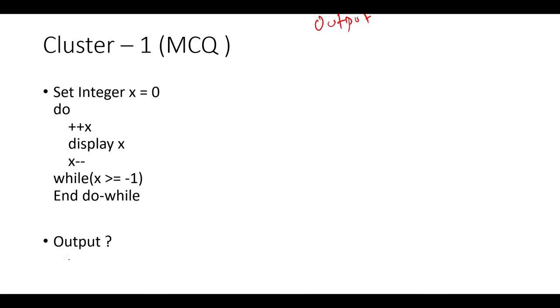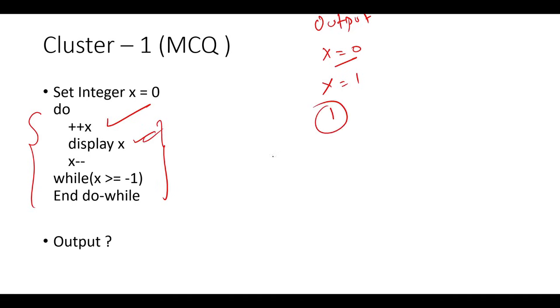This is the basic query in which they are saying set integer x equals 0. This is pseudo code and it is applicable for any language. Currently the value of x is 0. Then they are doing a do while loop with plus plus x. After this line the value of x will be increased, so plus plus x makes the value 1. Then display x, so it will display 1.